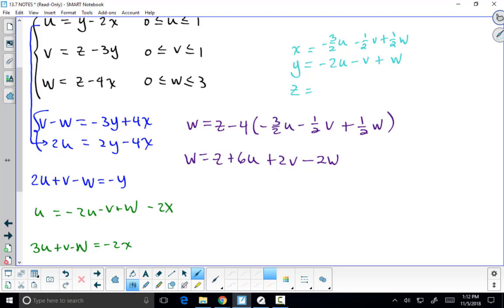Isolating z will give us how many u's? Looks like negative 6u. How many v's? Looks like negative 2v. How many w's? Add that over, so 3w. So there it is. So that's our system with x, y, and z as the dependent variables, and now we can find the Jacobian factor.